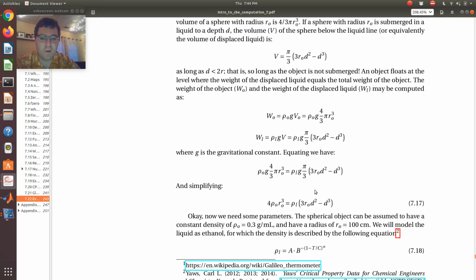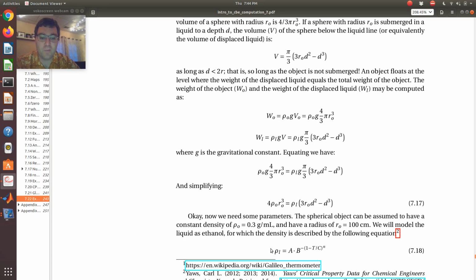If I look at our simplified buoyancy equation, or simplified force balance, we know the density of the object. We're given the radius of the object, and in this case, we're given the depth with which the object is submerged. And we're asked to solve for the corresponding temperature. How we get temperature is, if I look at my buoyancy equation, the only unknown is the density of the liquid.